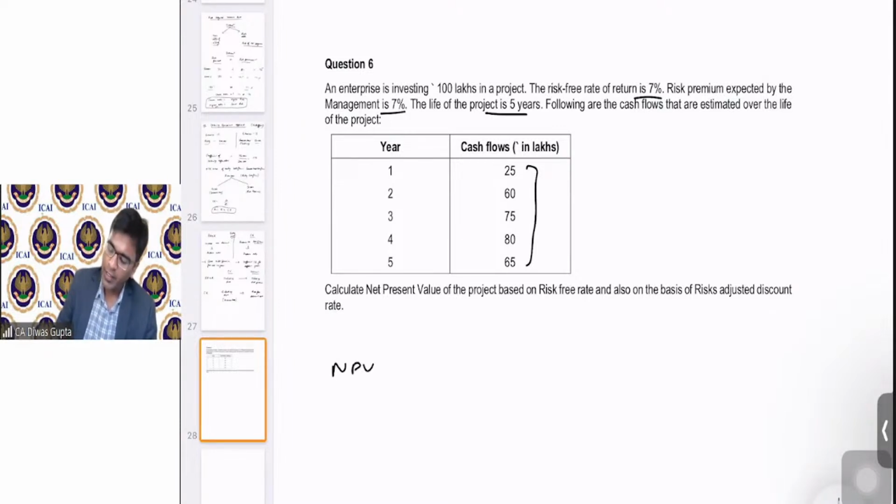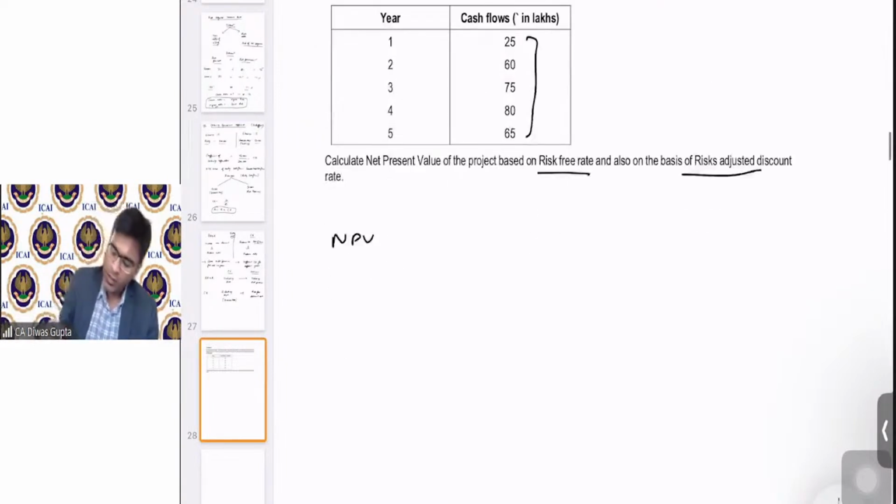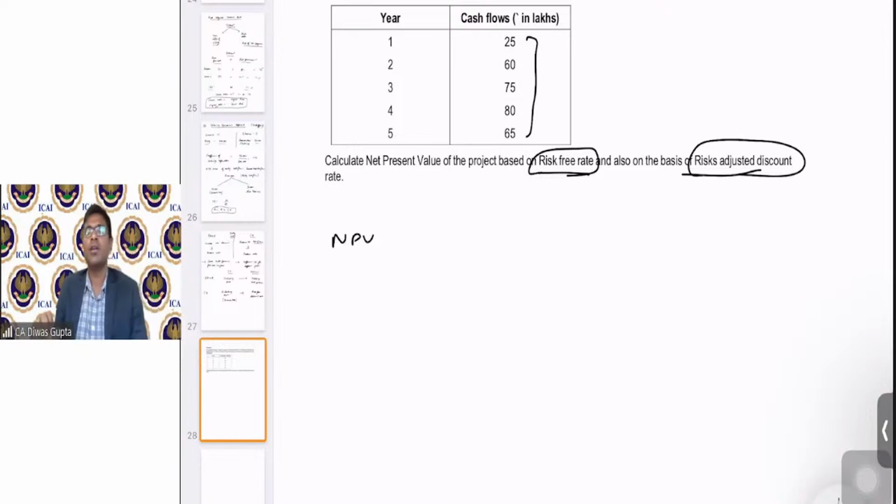NPV of the project based on the risk-free rate and also on the basis of the risk-adjusted discount rate. Okay. So these are the two parts that they've given to us. The question explicitly says that you first calculate it based on the risk-free rate and then you adjust the rate to include the risk. Okay.